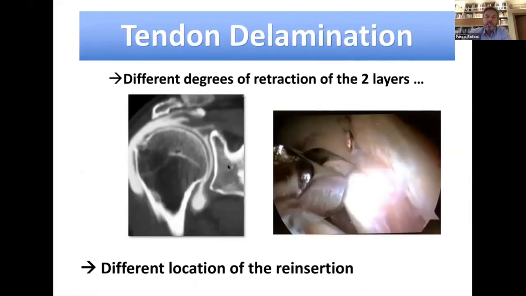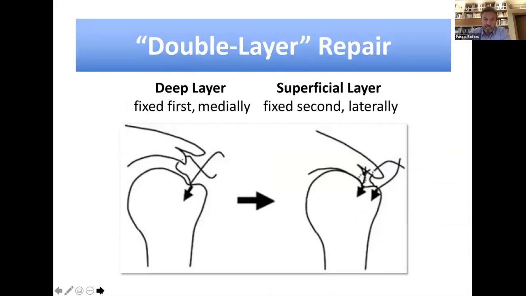So that's why I moved to a different kind of repair. I quit doing this suture bridge repair and I do what I call double layer repair, because if you follow the Japanese anatomical works, you understand that there are two layers of tissue, a deep layer and a superficial layer, and there is a different location for these two layers, so there is also a different location for the reinsertion of these two layers.